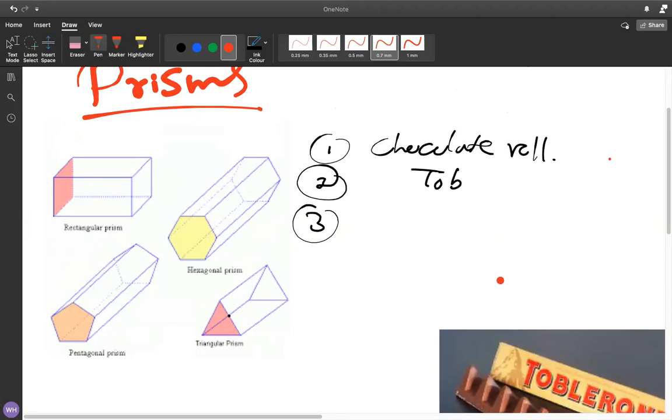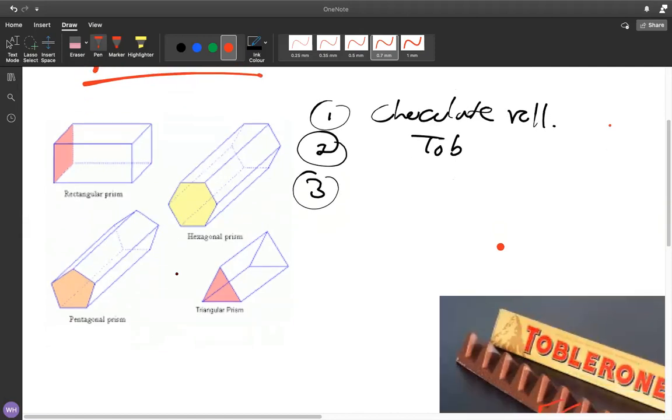So depending on the cross section, we can categorize them into various types of prisms, right? So if the cross section is a triangle, we do call it a triangular prism. Okay, and if the cross section is a rectangle, we call it a rectangular prism, right? Likewise, if it is a pentagon and if it is a hexagon, respectively, we do call it with the corresponding cross section, right? So I hope that you can understand what is a prism.